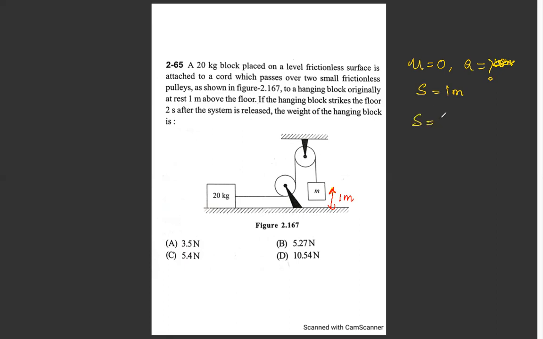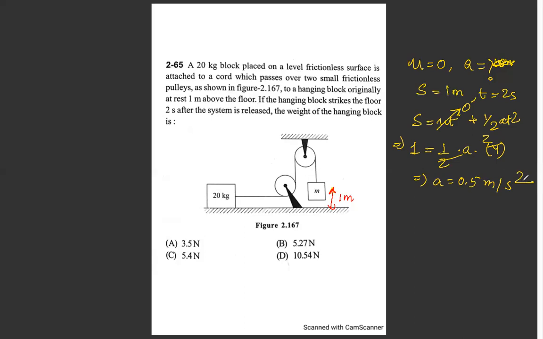So we can write S is equal to ut plus half at square, and the time period is given as 2 seconds. We can say that ut is equal to 0. So displacement 1 equals half into acceleration, which we are required to find out, into t square, which is 4. So acceleration is coming out to be 0.5 meter per second square, or 1 by 2 meter per second square.